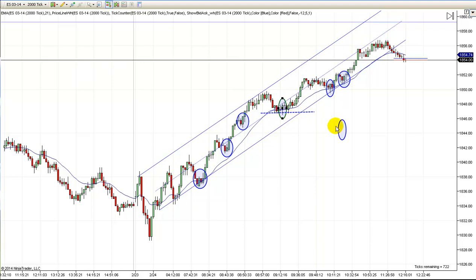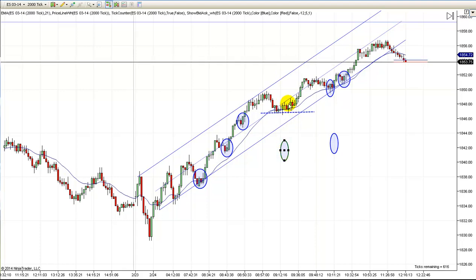But on the second entry, I think it was good enough to go with it, especially with that nice signal. It's a nice signal bar. And let me move that back out of the way.